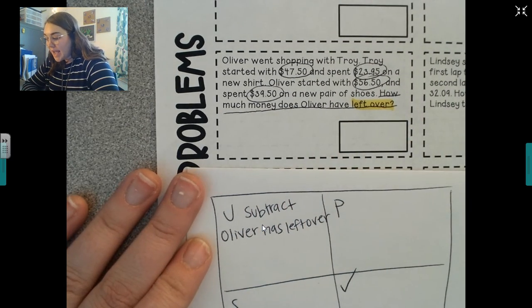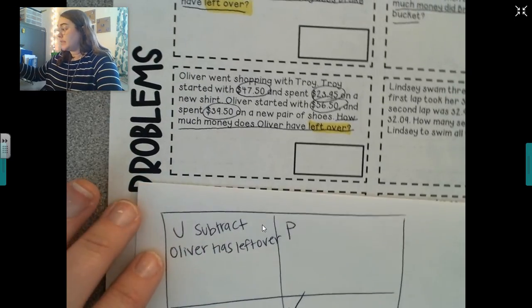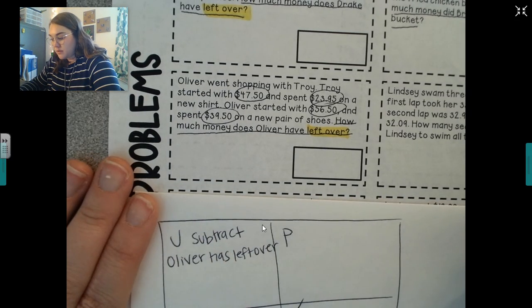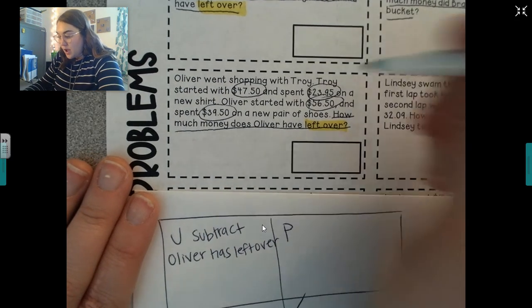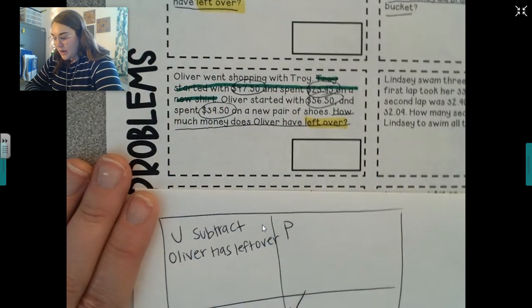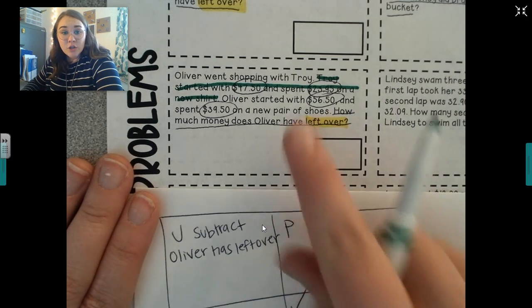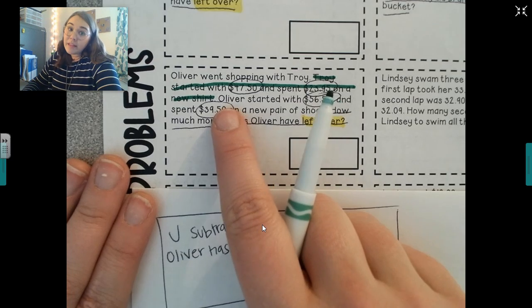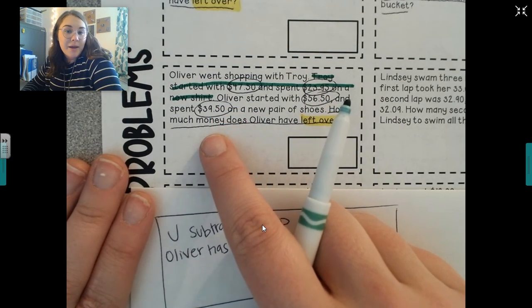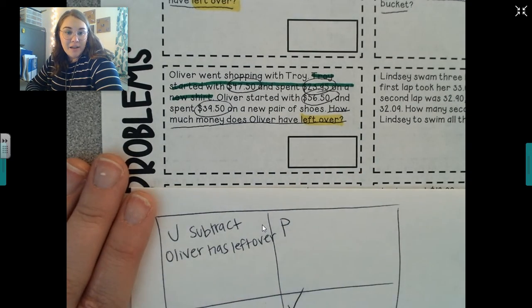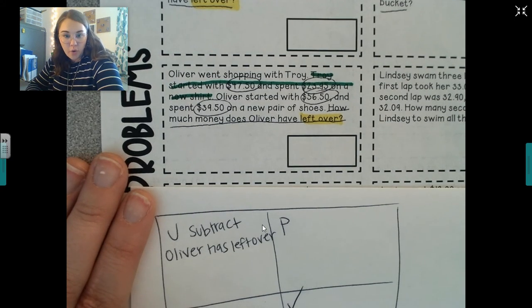So do we care how much money Troy spent? If we're only caring about Oliver, do we care how much money Troy spent? No, we don't. So this part right here, they put that in there to confuse you. Troy started with 47 and spent 23 on a new shirt. Well, guess what, Troy? I'm glad that you spent your money, but we don't really care how much. We care that Oliver spent the money and Oliver has money left over. We do not care about Troy.